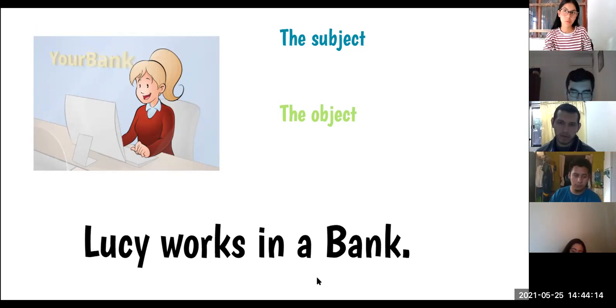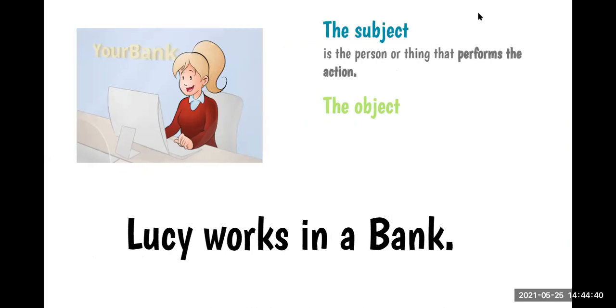Camila, do you have any ideas? The subject is like the person who does something or who does the action. Very good. The person, the thing, who does the action. Any other? What about the object? What is the object? So we know that the subject is the person or thing that performs the action. The person or thing who does the action.